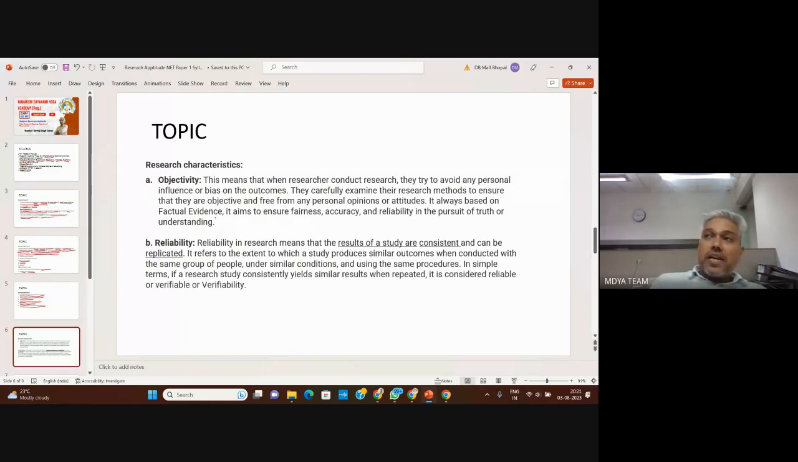Now we will understand the characteristics of research. So in research unit two, the first topic was meaning, right? Second topic was objective, and third topic is research characteristics. These three things are very important. Characteristics in research are 12, right? So these 12 characteristics we will learn today.